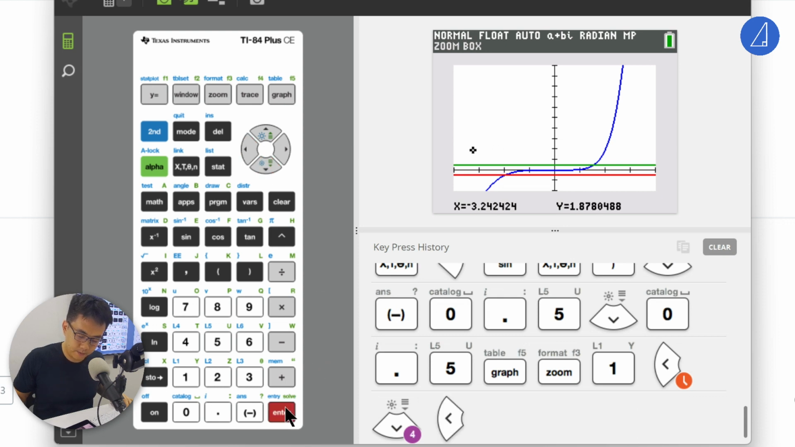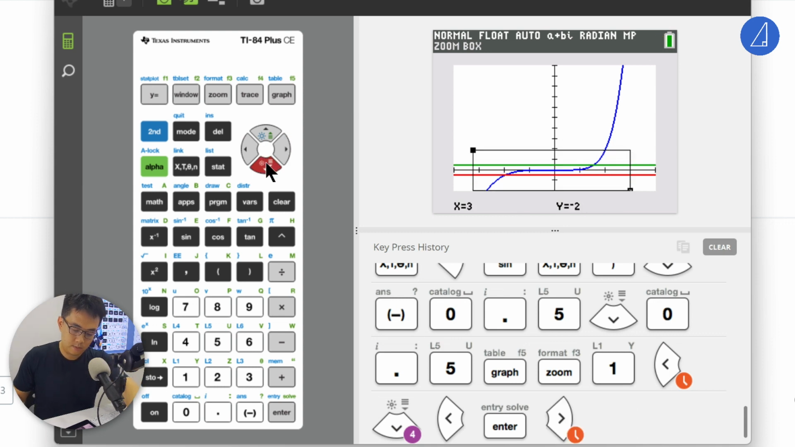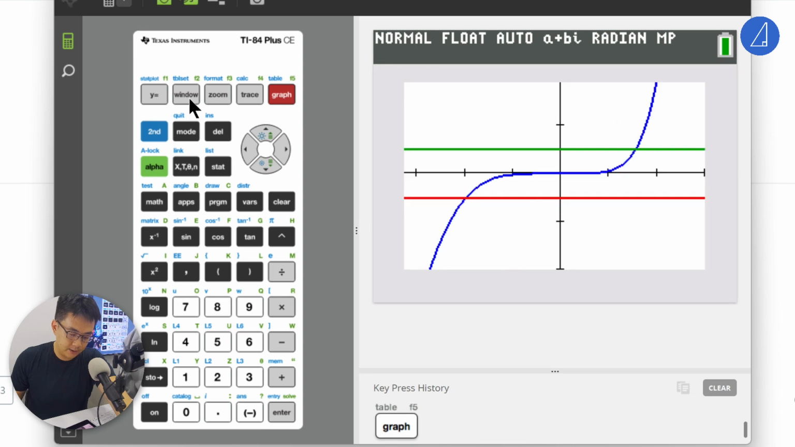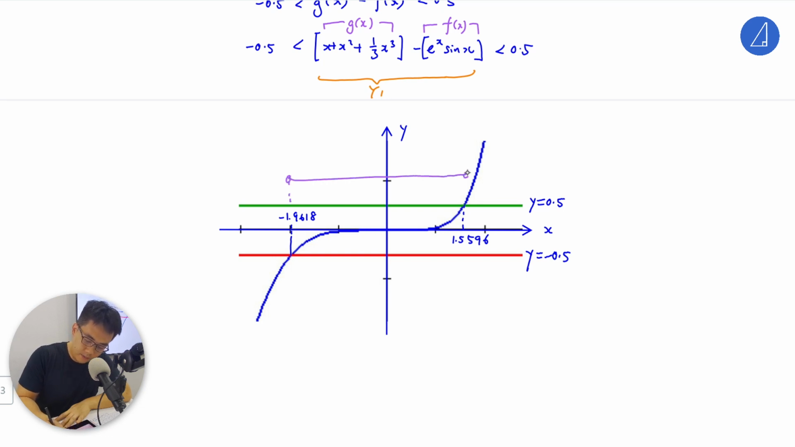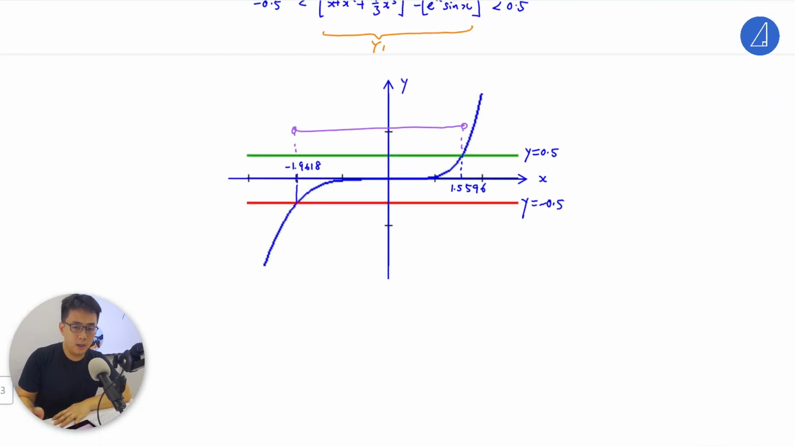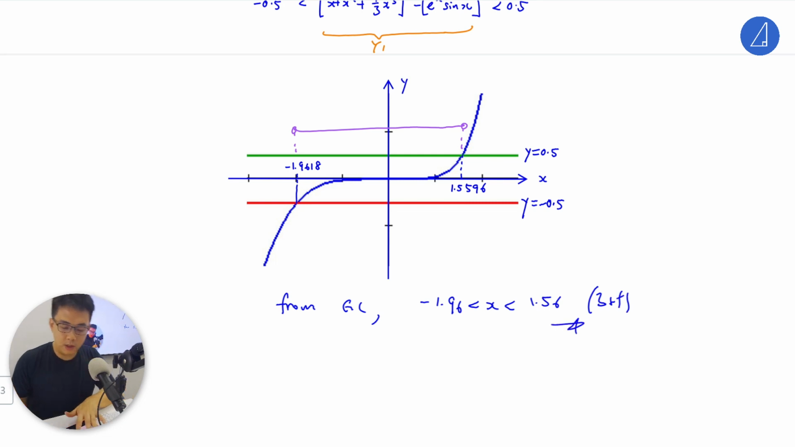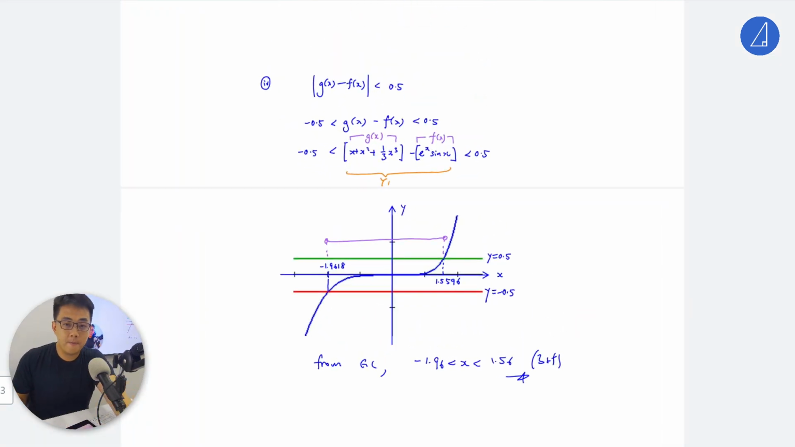Click here. And then you just find the intersect between the lines. One is this one. So this is within. Anything that is within is here to here, right? Do you need to draw it? You can just write from GC, yeah, but draw it out to help you understand. So from GC, 1.96, 1.56. Okay, within 0.5 plus minus.